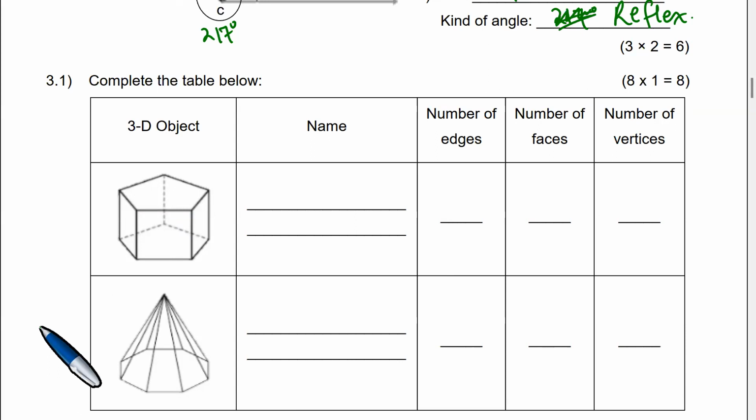So is it a pentagon? It is called a, because it is one, two, three, four, five. The top and the bottom have five vertices, so it is called a pentagonal prism.